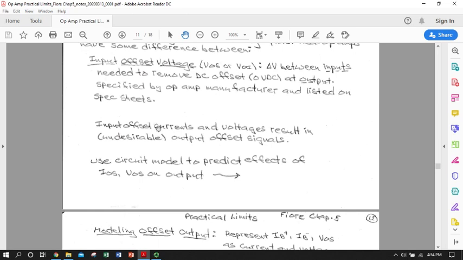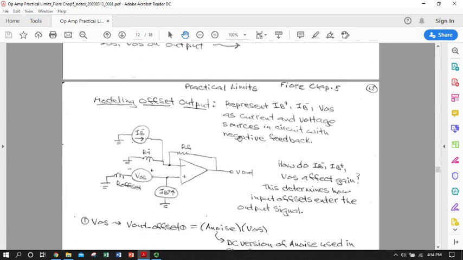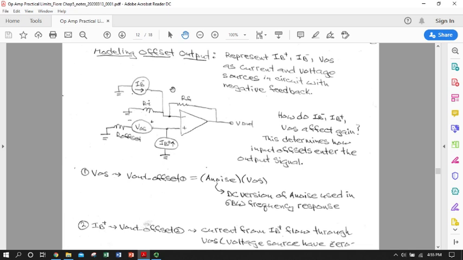So both the input offset current and the input offset voltage, all three of those, IB inverting, IB non-inverting, and IOS, can be thought of as sources of non-ideality on the input that can give you a DC offset at your output. So you can think of them as three different input error sources. And in order to wrangle those into a resultant output offset error, which is what we care about, we're going to use the circuit model.